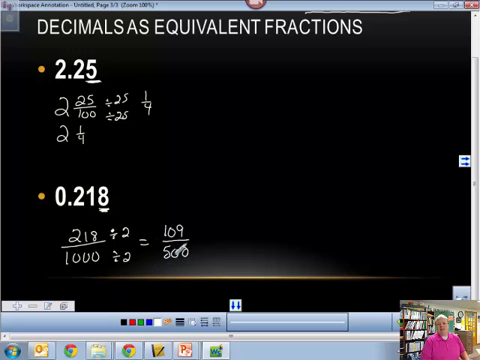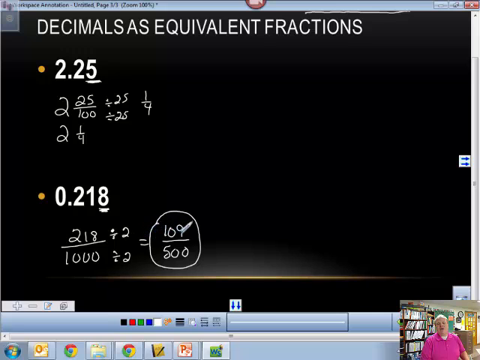Now I'm going to look at this again. Can I reduce it even further? Well, I have a 9 and I have a 0. Well, they're not even, so I can't divide them by 2. When I add these together, I don't get a number divisible by 3. So my answer is left as 109 over 500.